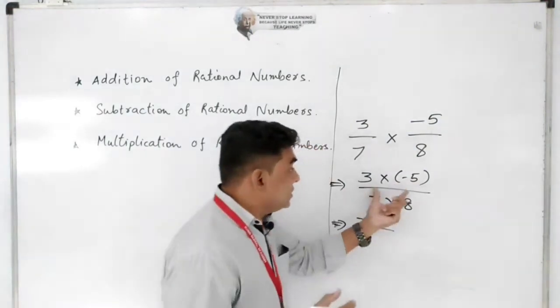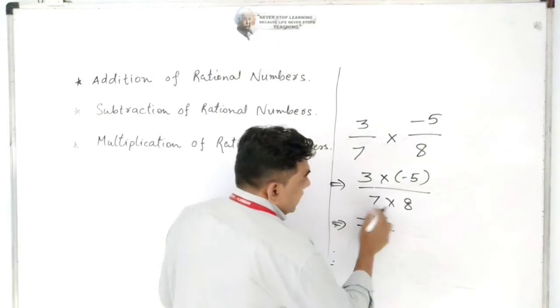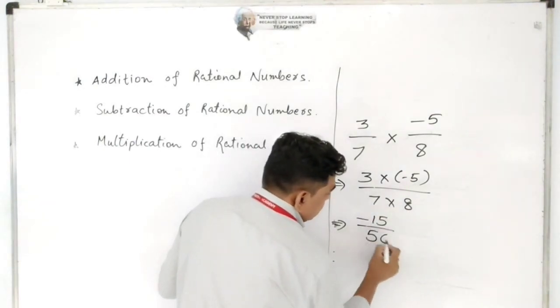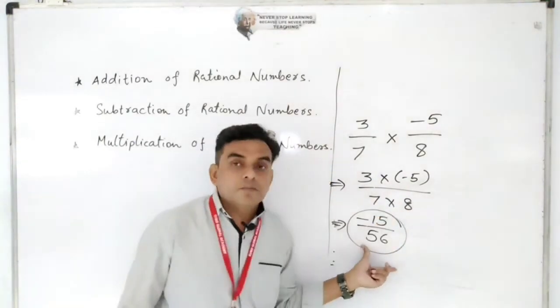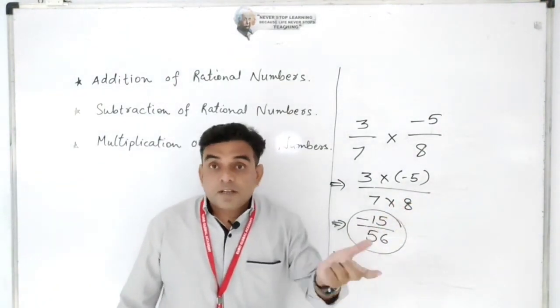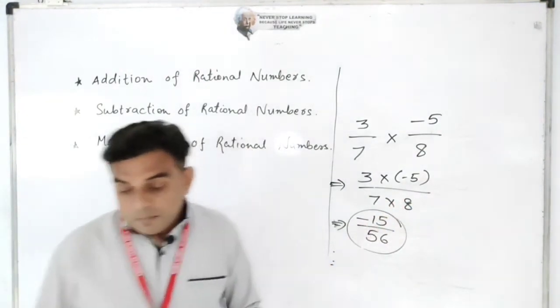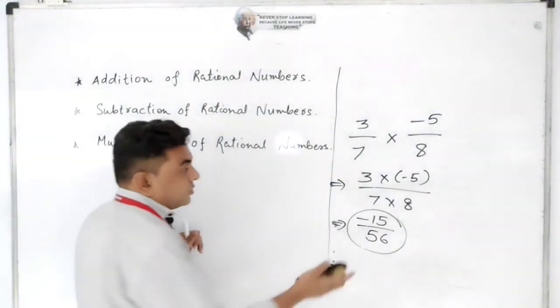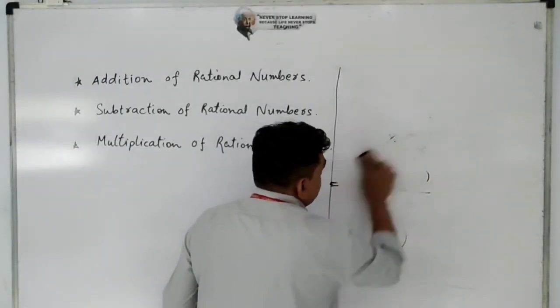Okay. Now you can just see 3 by 15, 7 8s are 56. Students, this is your answer. This is the multiplication of rational numbers. Not only these, students, I am going to write another example so that you will understand the concept of multiplication of rational numbers. I am going to show you that. You can just see here.